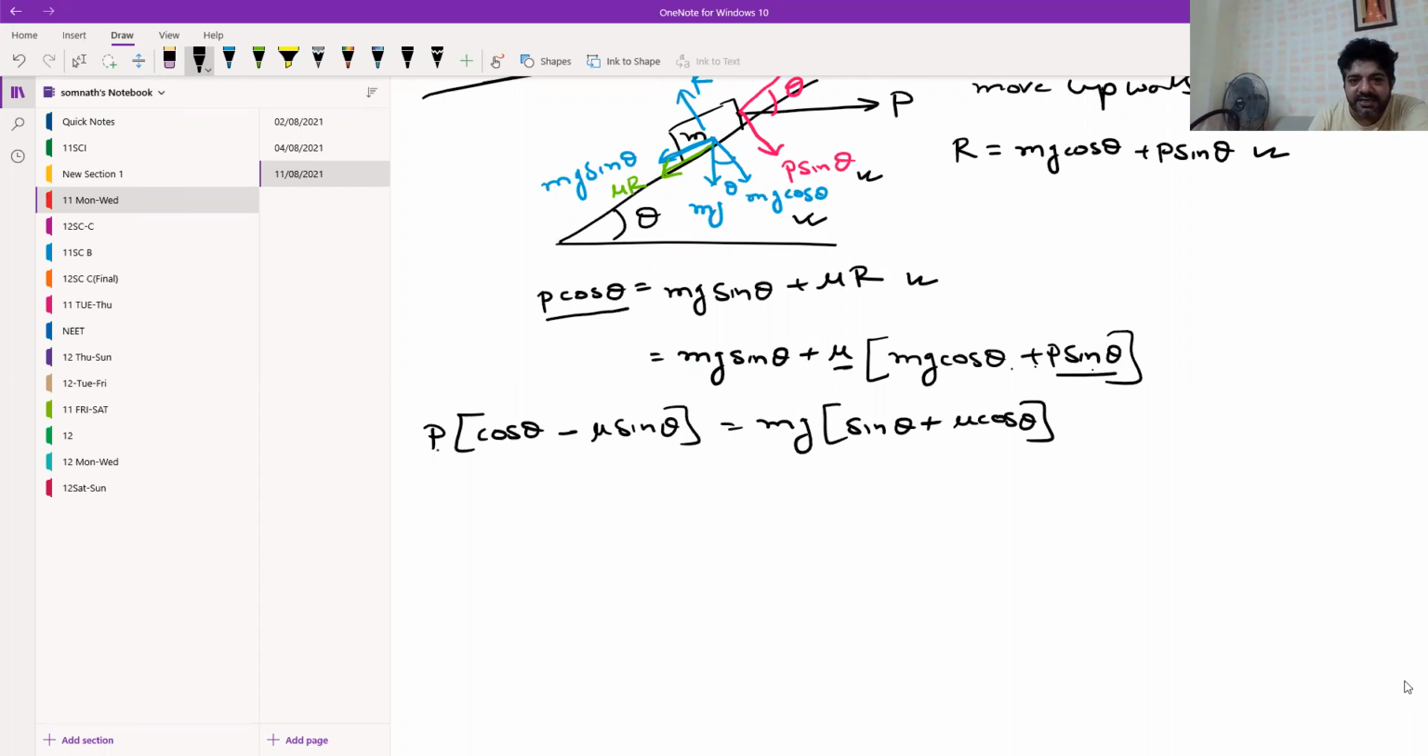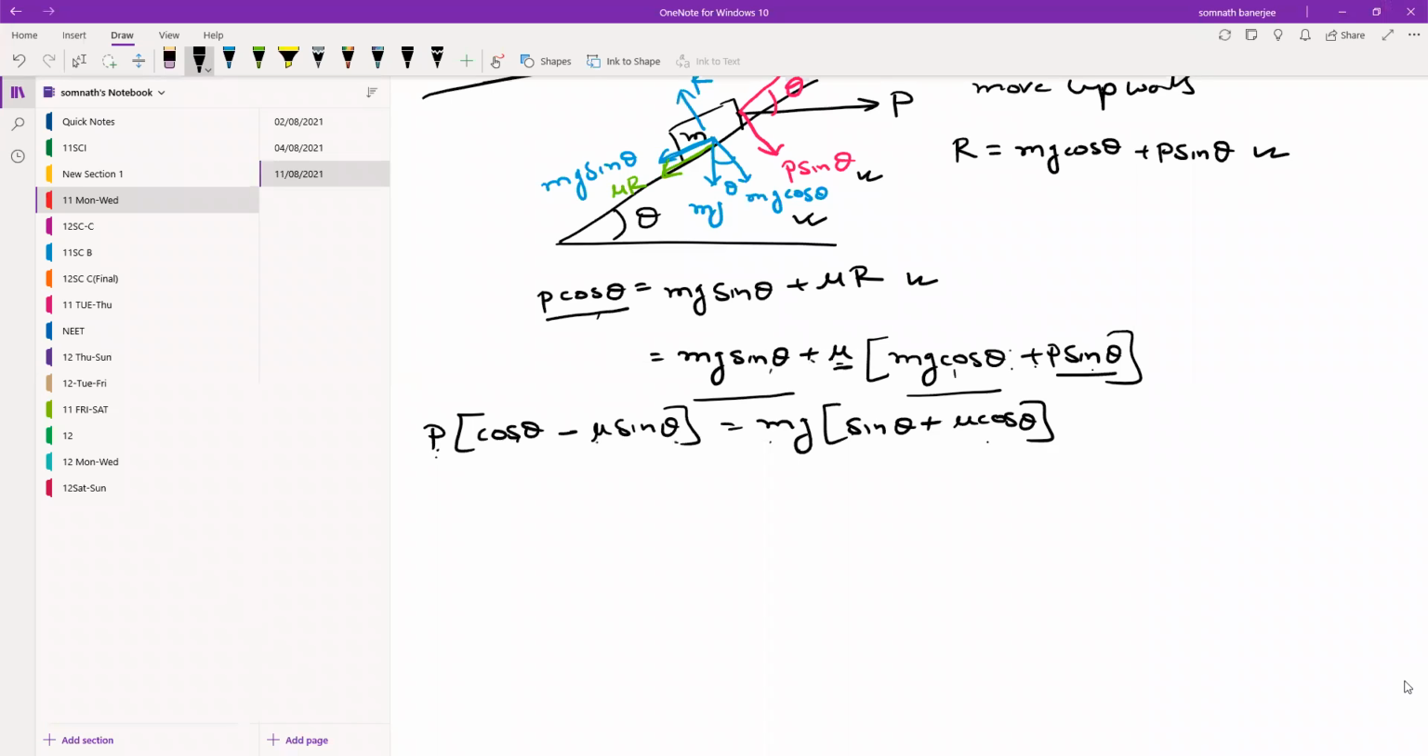So if I keep P together, cos theta, and this is plus, if you move it to that side then minus, so minus mu sin theta. I just take P common. And here you have mg sin theta, here you have mu mg cos theta. So if I take mg common, so sin theta plus mu cos theta. Clear? Yes sir. Now I can write.